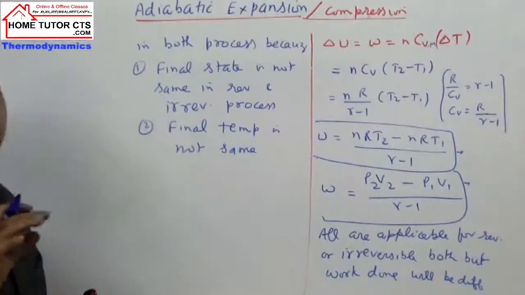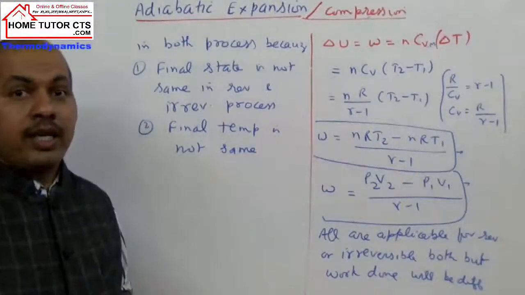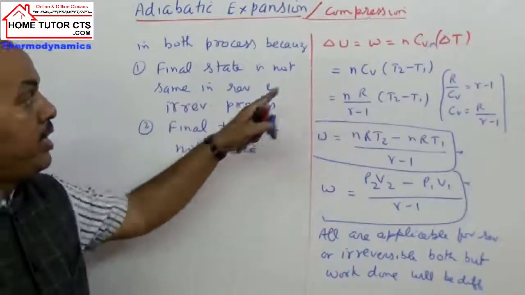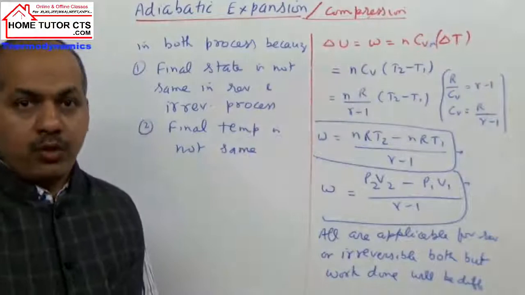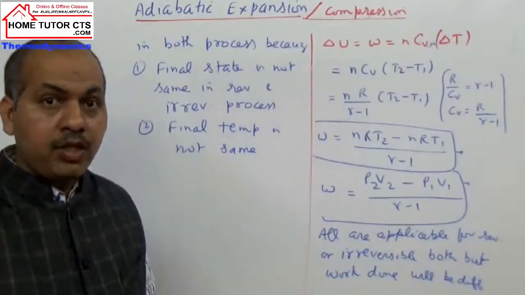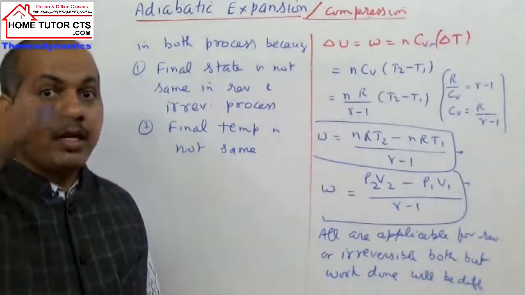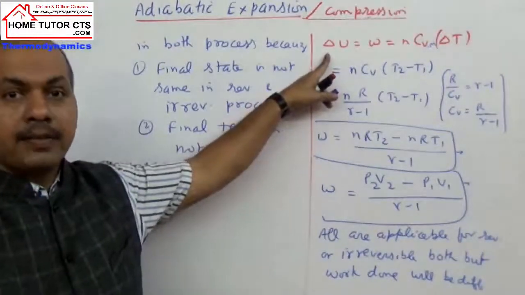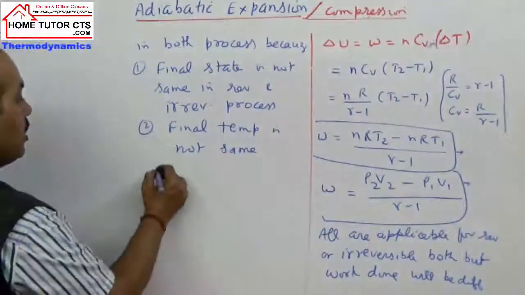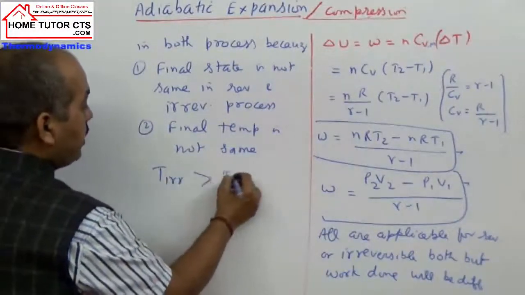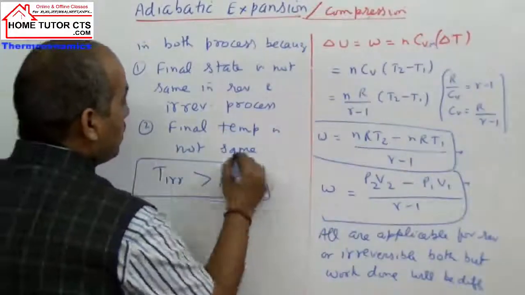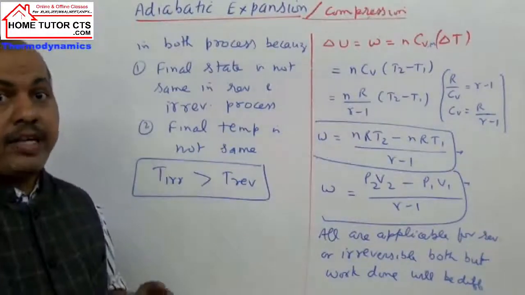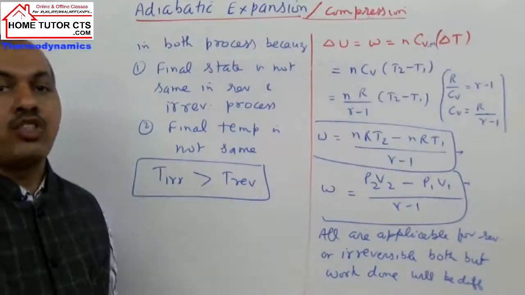देखिए क्या होता है, when the system does work, either in expansion or compression. We have discussed the work done here. Delta U and work are the same in magnitude. If the work is done on the system, in compression, if it is irreversible, more work is done. So what happens? Delta U will be higher. Delta U higher means I can write here T of the irreversible process will be higher than T of the reversible process.